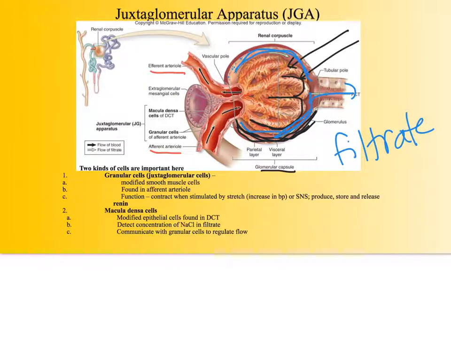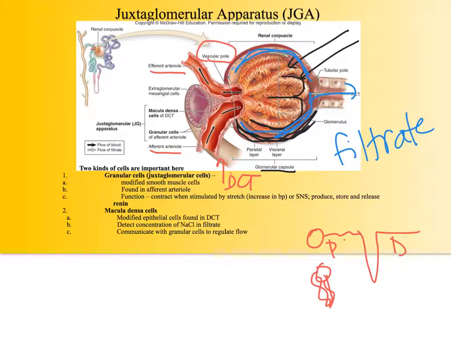Now, the way that this is set up, remember, it's not really all laid out all nice and neat like they have it in the pictures with the PCT and the DCT. Really, it's all globbed up kind of like this. So realistically, this is actually the DCT, and the DCT is close to these arteries. So they're on the vascular pole of the glomerulus.